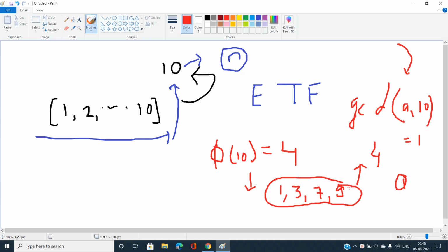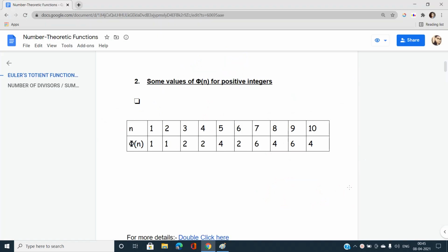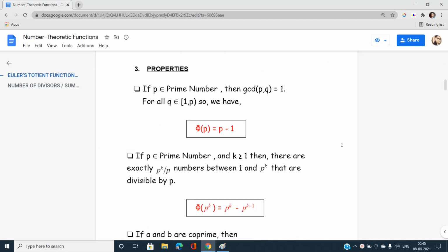Okay. So this is the basic example. You can understand and interpret it with that. Okay. Now comes the basic properties related to it. Then we are going to head over to the implementation and find the best possible efficient solution to this Euler's Totient function. Okay, so for now, let's read out the properties.